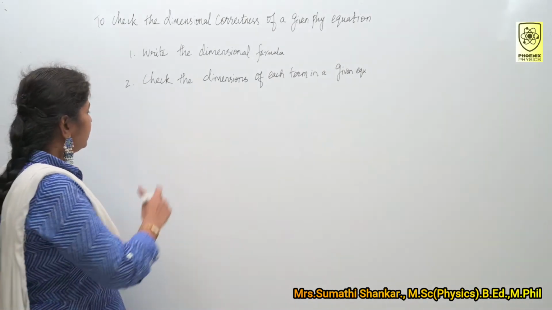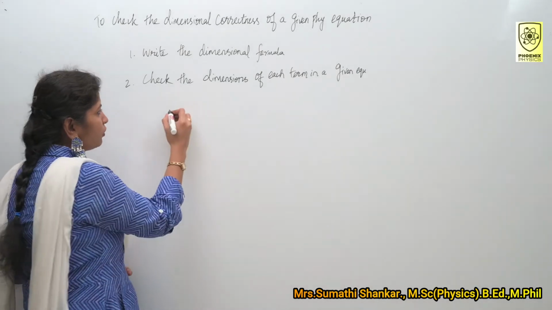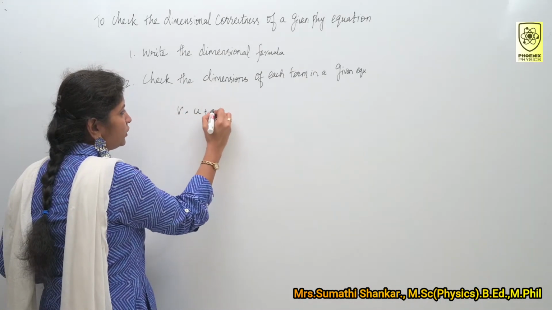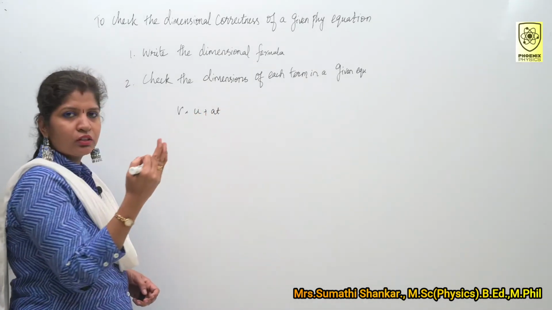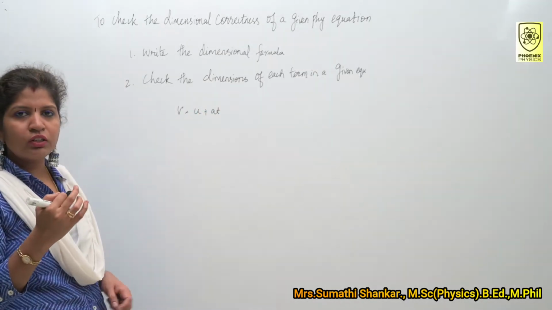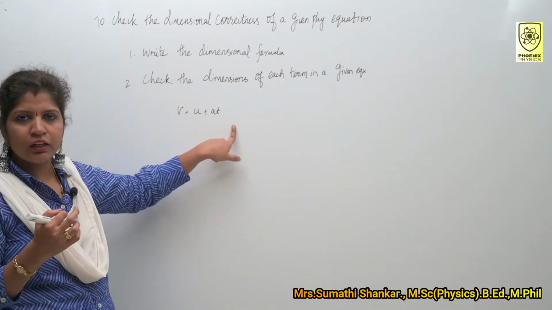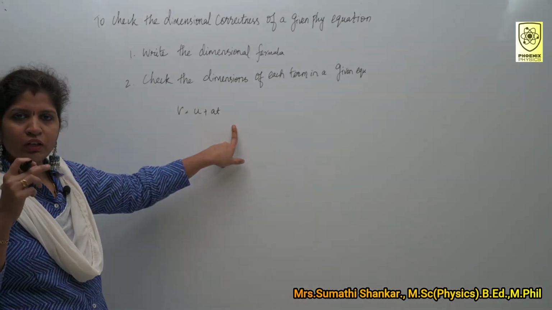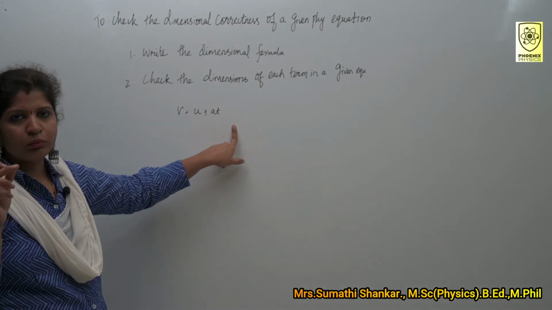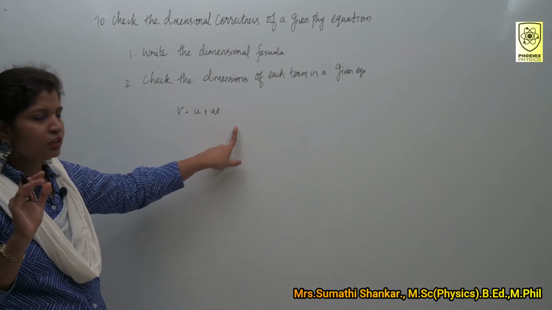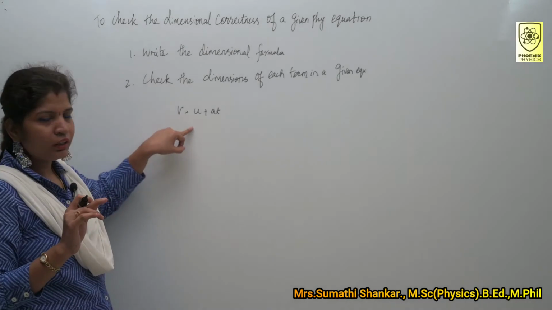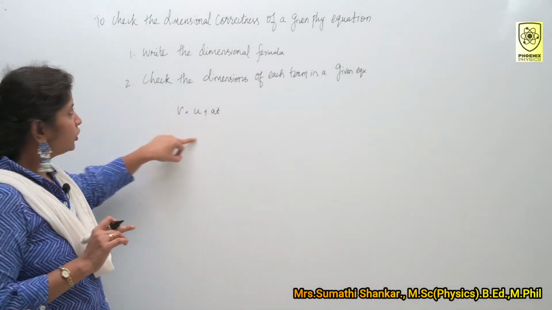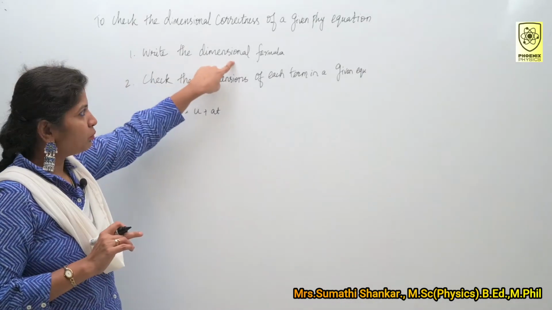For example, consider equation of motion formula, that is V is equal to U plus AT. There are three equations in equation of motion. One is V is equal to U plus AT, S is equal to UT plus half AT square, then V square equal to U square plus 2AS. There are three formulas, but I am considering only V is equal to U plus AT. So based on the rule number, write the dimensional formula.